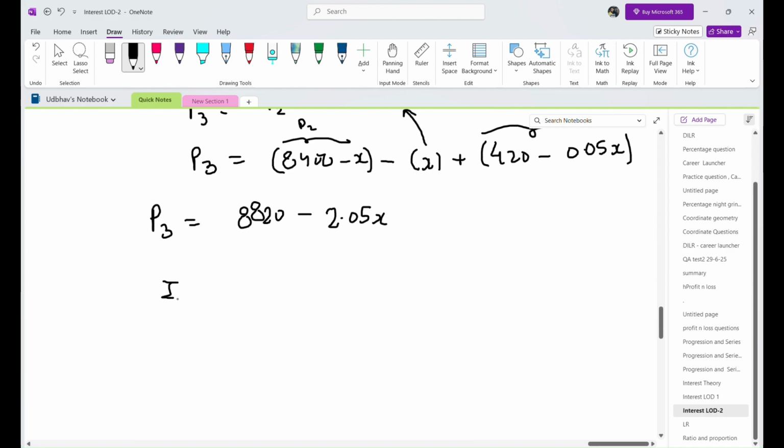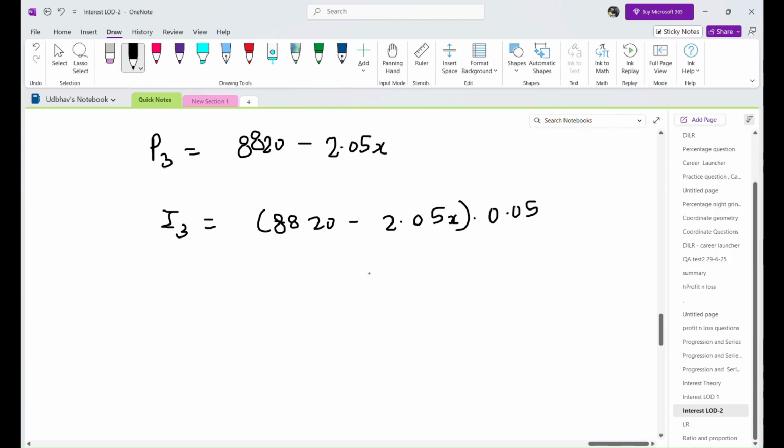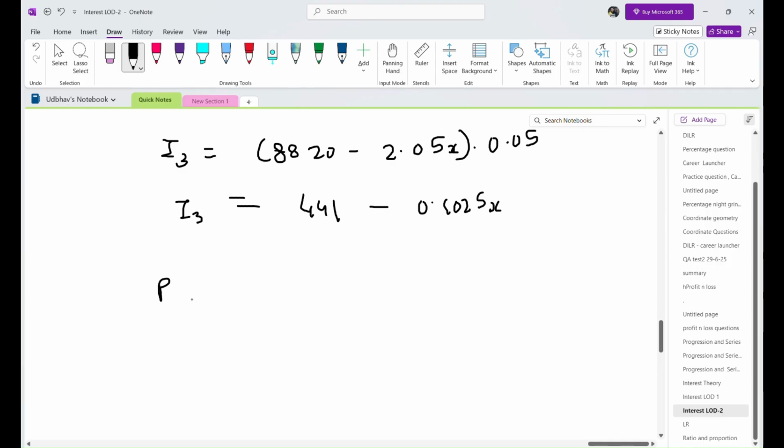So what will be the I3? (8,820 minus 2.05x) into 0.05. So we can just find it. 8,820 into 0.05 is 441, minus 2.05 into 0.05, which is 0.1025x. This is I3.